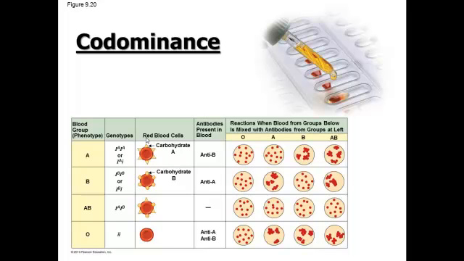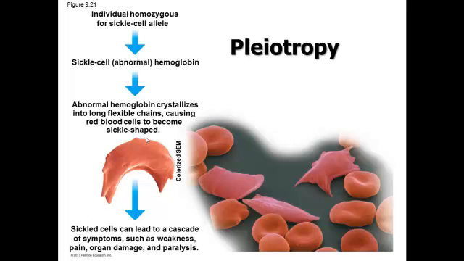What it means is that each gene that is carried by the individual is expressed in the phenotype. Now this is the graph from your book about sickle cell anemia. It's called pleiotropy, when an allele may be dominant with respect to one phenotypic consequence and recessive with respect to another.